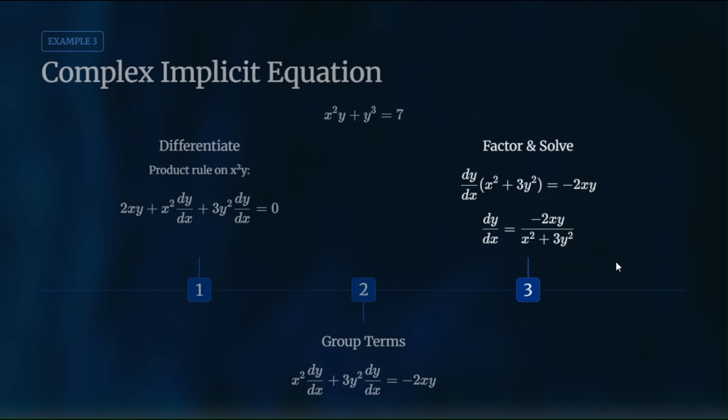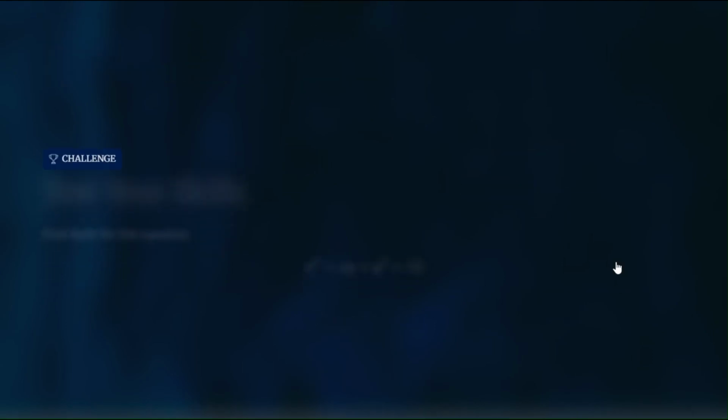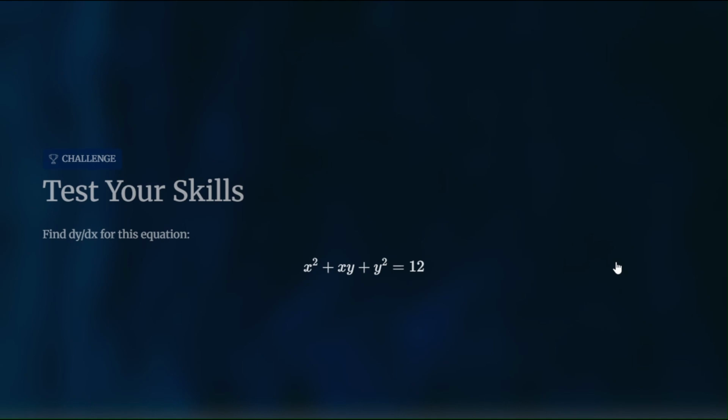Every implicit differentiation problem follows the same structure. So first you'll want to differentiate, collect the like terms, factor, and then solve. So here's your challenge for today. Find dy/dx for this equation. x squared plus xy plus y squared equals 12. So you will need to use the product rule for the middle term. Remember to multiply by dy/dx when differentiating y terms as well. And finally, you'll collect all dy/dx terms on one side before factoring.